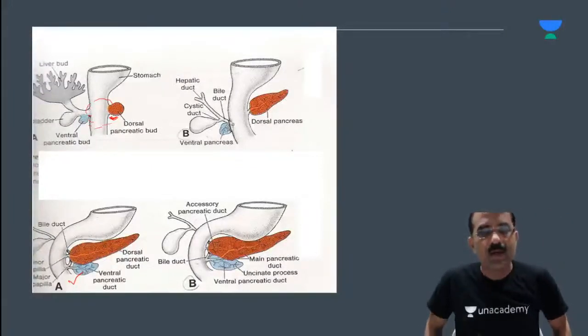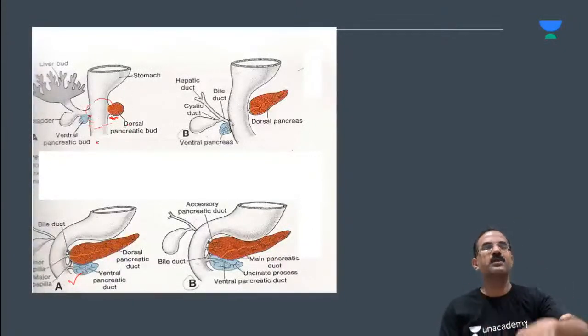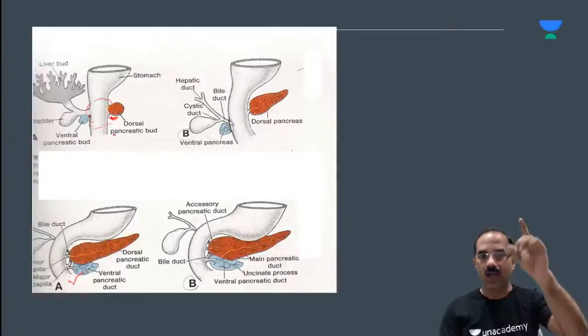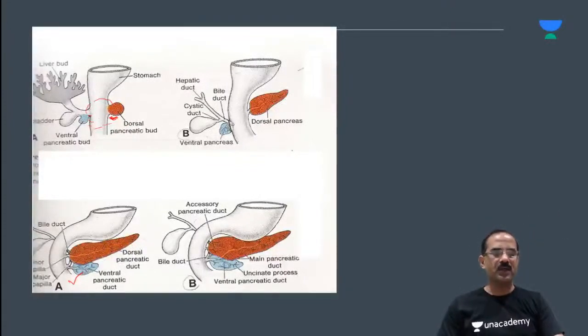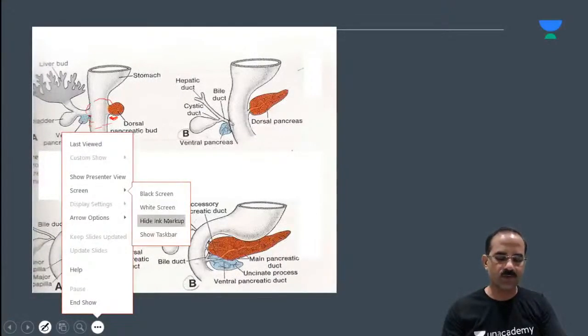Pancreatic division is the most common abnormality of the pancreas, followed by annular pancreas. Remember, pancreatic division followed by annular pancreas. Clear, students? Now you have to know what the dorsal bud forms and what the ventral bud forms. I'll quickly enumerate this for you.